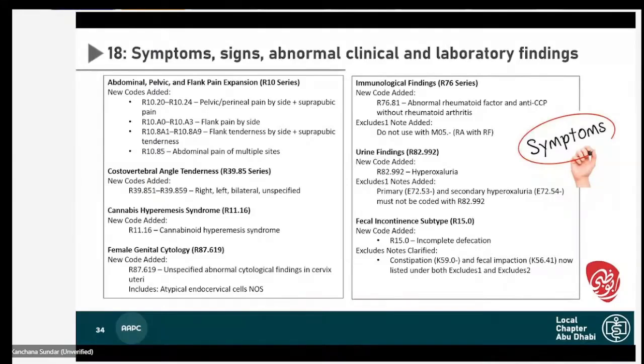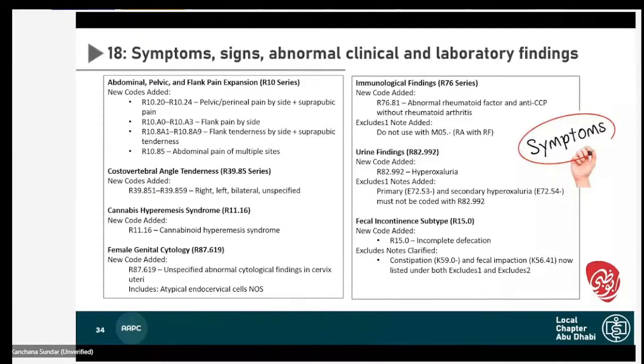Okay, we'll go to the urine findings. And this also will ensure that we are remembering our previous slides. Hyperoxaluria. When we have primary and secondary, we understood that in the genitourinary chapter. But if the specificity is not available, then it defaults to R82.992, hyperoxaluria. So this is a nice addition.